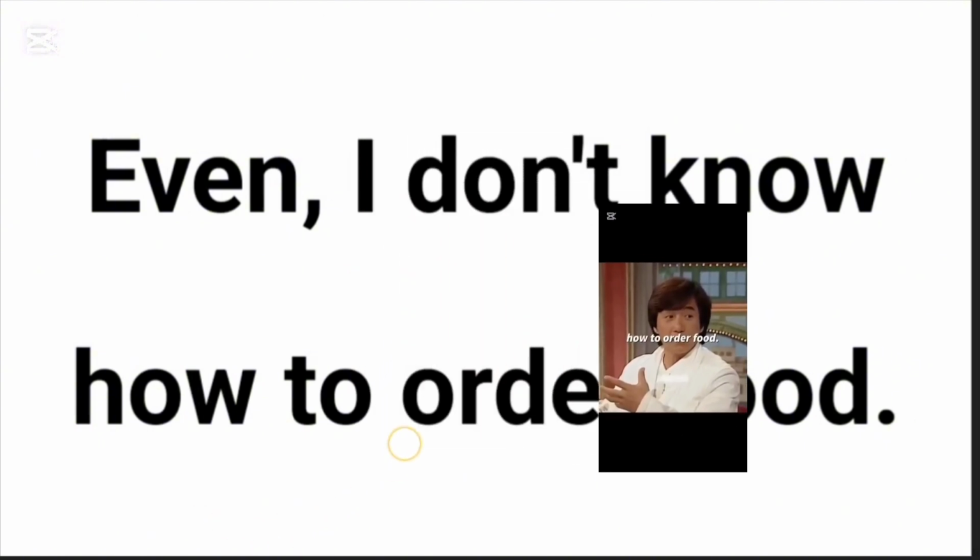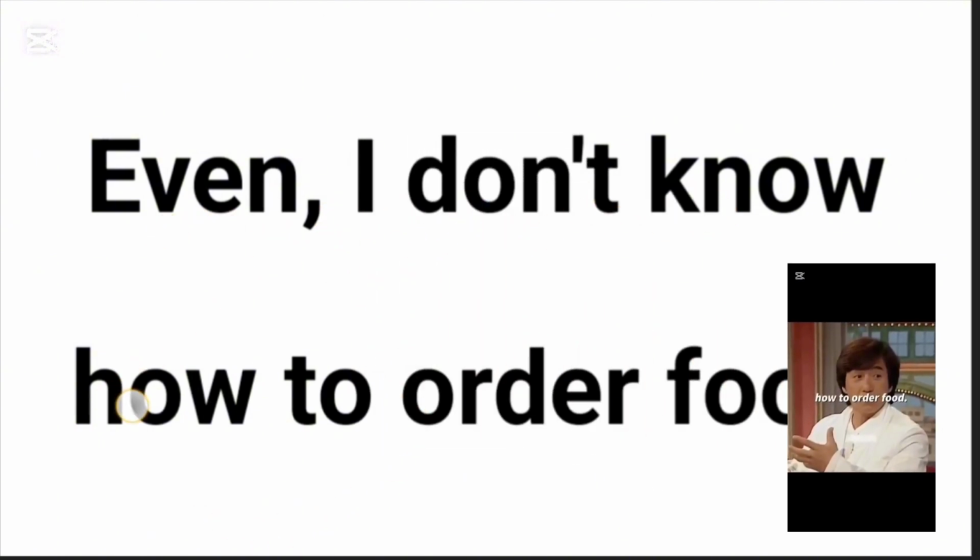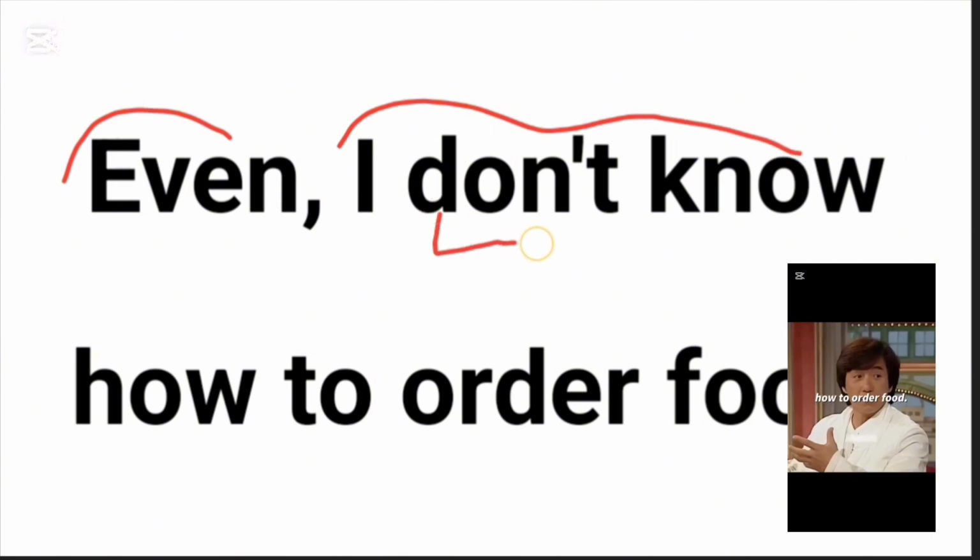And he pronounced this word, even I don't know how to order food. He pronounced this word, even I don't know. Look at this word pronunciation. I don't know. And look at this word, letter T. Very slowly pronounce this letter T. This time, he pronounced I don't know. Very smoothly links together these two words. I don't know.